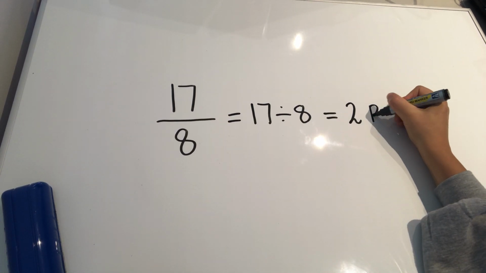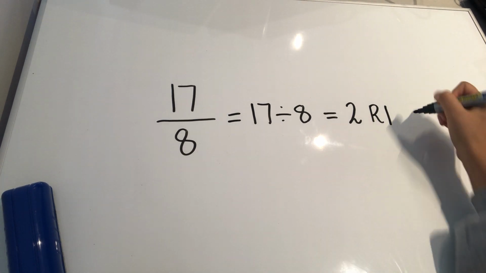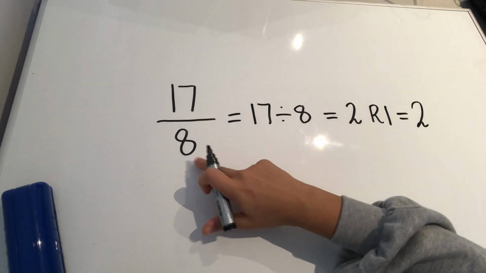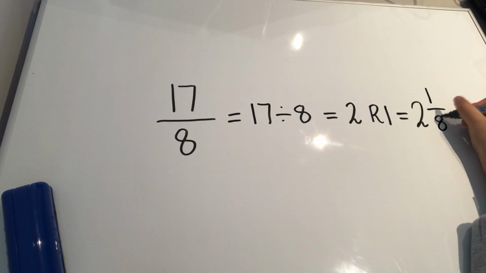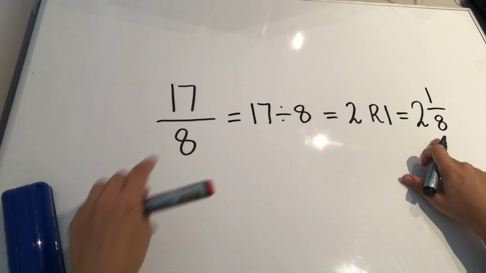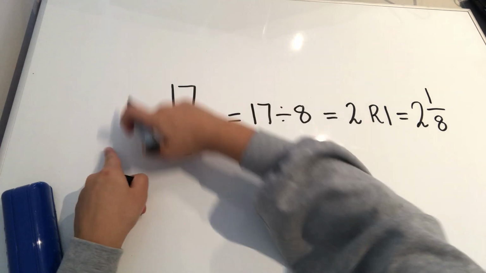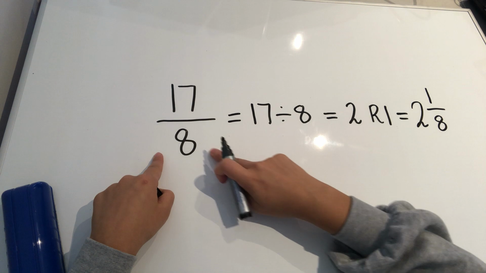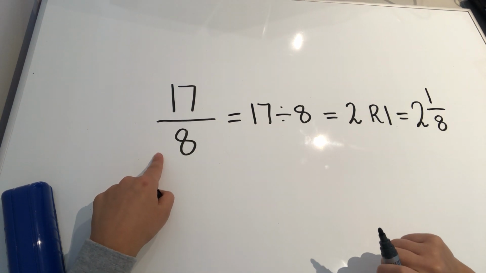So I'm just going to write R1. Then what you would do is you have the 2 wholes and the remainder goes over the original denominator. So 2 wholes and 1/8. That's exactly the same as 17 over 8. But this is in an improper fraction form with our numerator larger than our denominator, and this is in a mixed number fraction, 2 and 1/8.